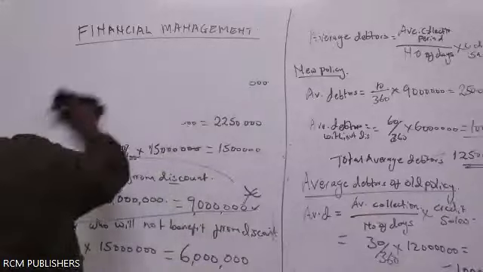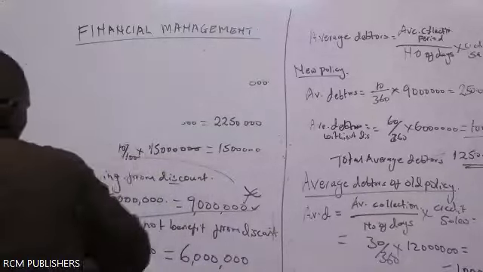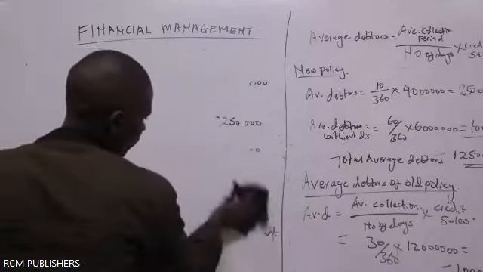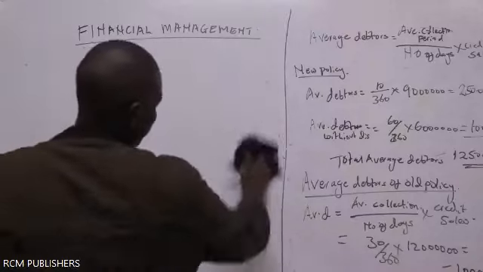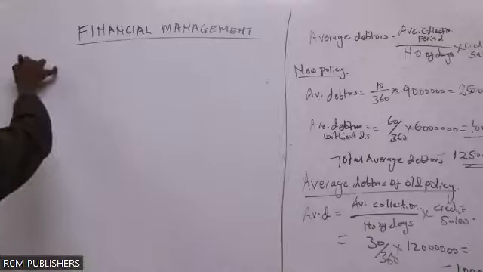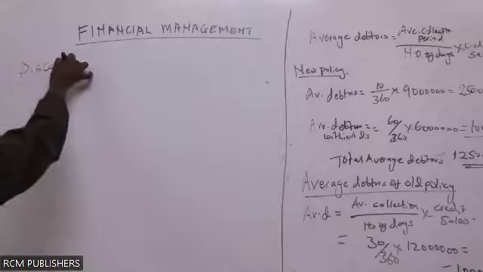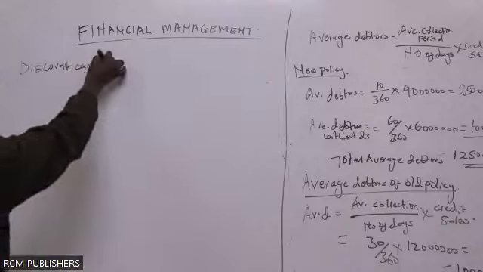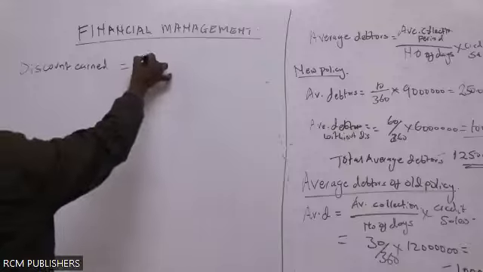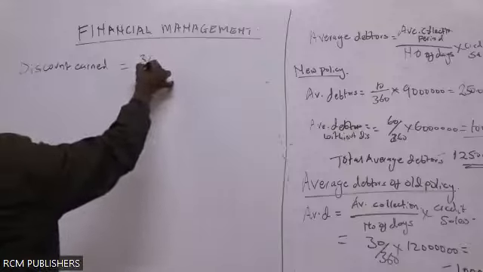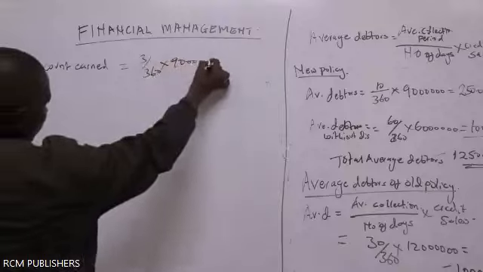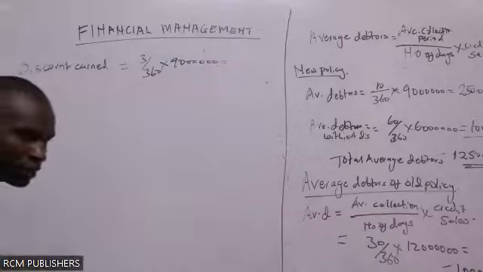Compute the discount. Discount wanapata ngapi? Tuone nani amecompute discount. Discounts, you see, discount and by the 60 or 30 of these creditors. Our creditor ndio wanapata discount ya 3 over 360 times 9 million. So hiyo ndio discount wanapata.